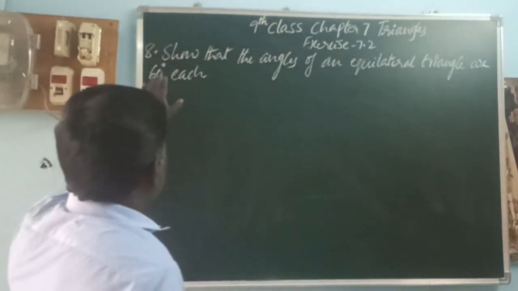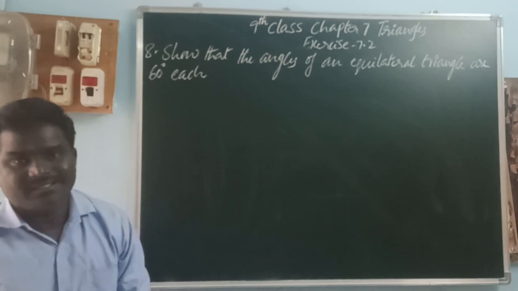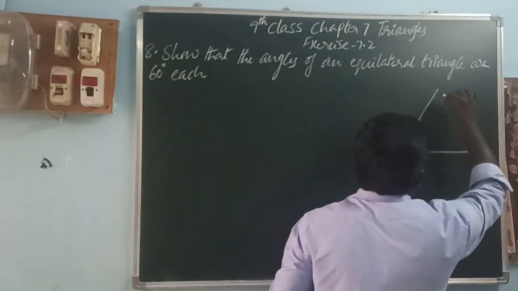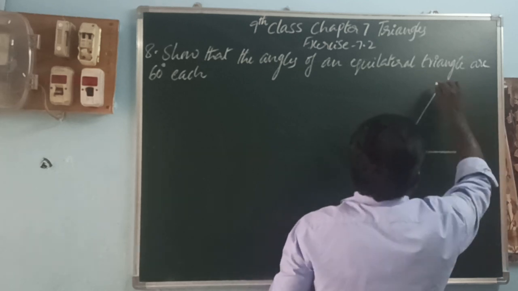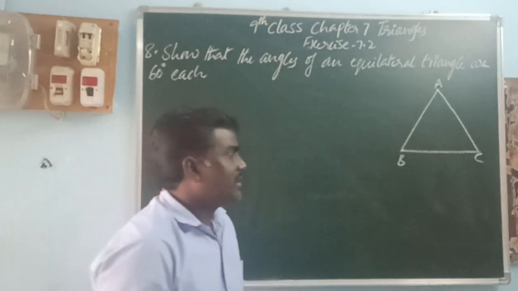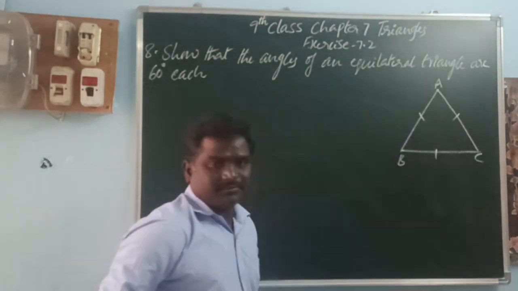Next, show that the angles of an equilateral triangle are 60 degrees each. So equilateral triangle means what? All sides and all angles are equal. So let us take ABC is an equilateral triangle. So here AB is equal to BC is equal to AC.